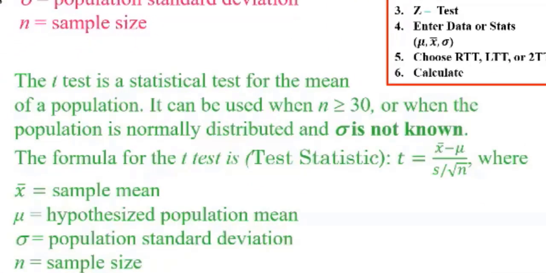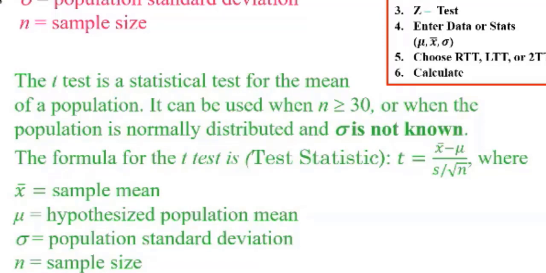The t-test is a statistical test for the mean of a population. It can be used when n is greater than or equal to 30, or when the population is normally distributed and sigma is not known. The formula for the t-test is test statistic t is equal to x bar minus mu over s over square root of n, where x bar is the sample mean, mu is the hypothesized population mean, s is the sample standard deviation, and n is the sample size.